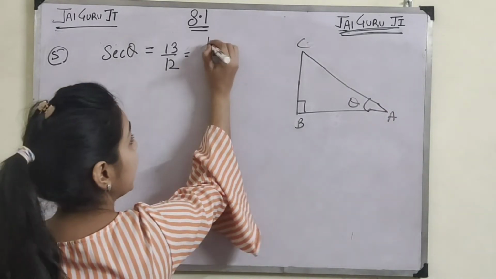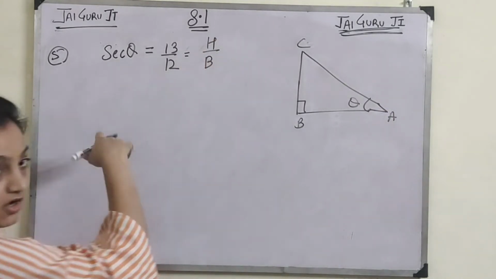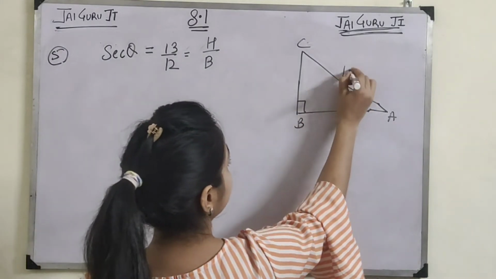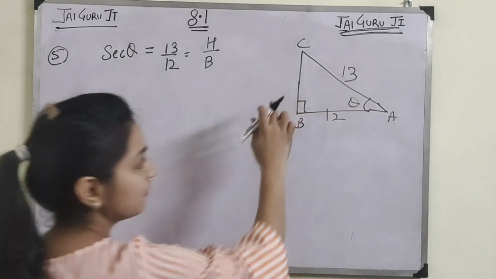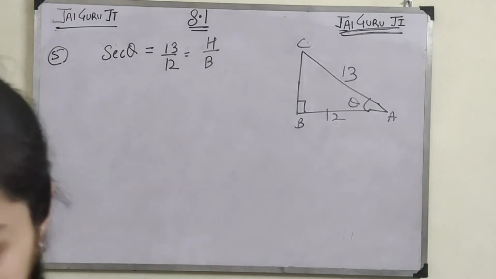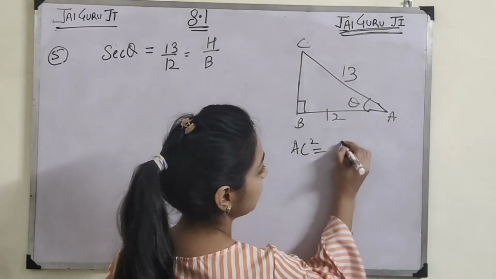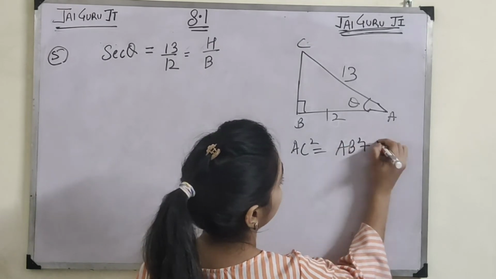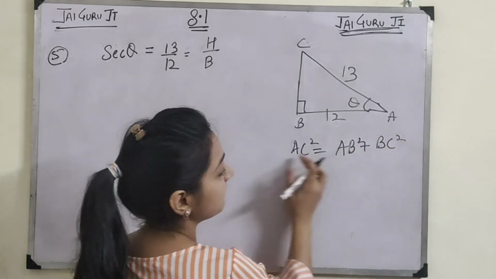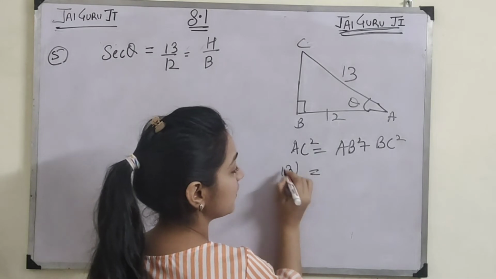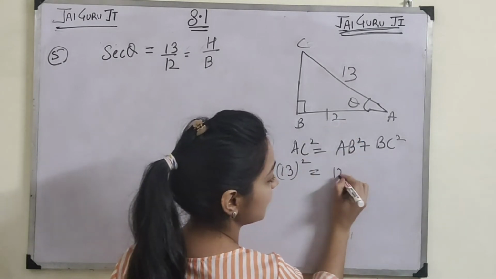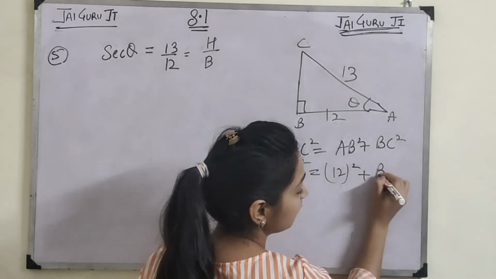Sec is H upon B, the opposite of cos. H is 13, this is 12. Now you have to find out the perpendicular first. Again with the same formula, Pythagoras. Hypotenuse square is 13 square, base square is 12 square, and this we have to find out.